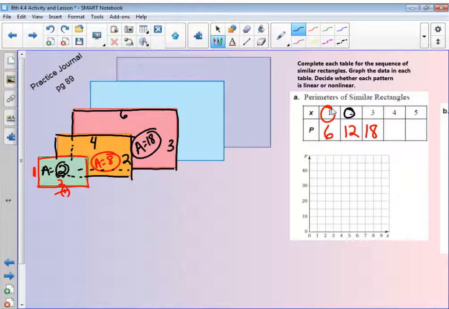Okay, the next one, they're going to have us substitute in 4 where x is. So our height would be 4, and our width across here would be 2 times 4, or 2x. 2 times 4 would give us 8. So for our perimeter, well, 8 plus 8 would give us 16, plus 4 would be 20, plus another 4 would be 24. And our area, well, that would be 8 times 4, which would give us 32.